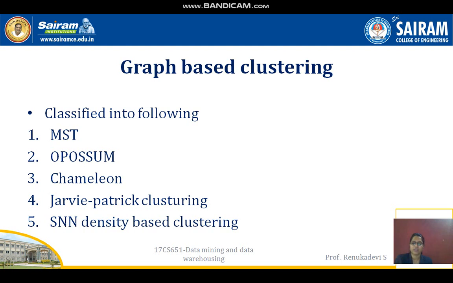And the next classification we have is OPOSSUM. OPOSSUM stands for Optimal Partitioning of Sparse Similarities Using METIS. This OPOSSUM is a clustering technique that was specifically designed for clustering sparse, high-dimensional data such as document or market basket data. Like MST, it performs clustering based on sparsification of a proximity graph.